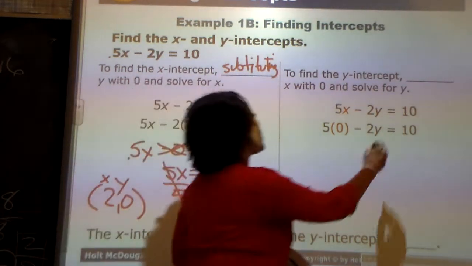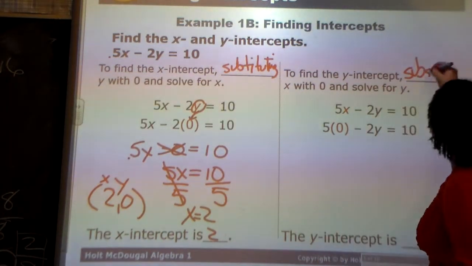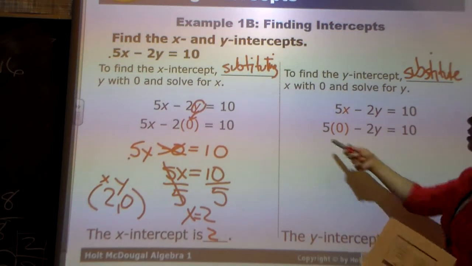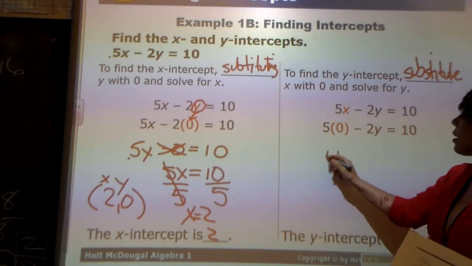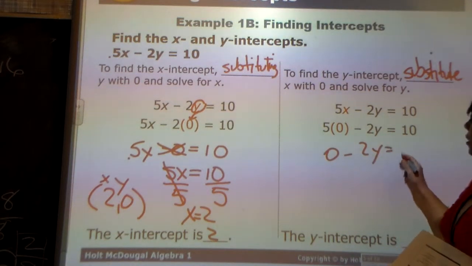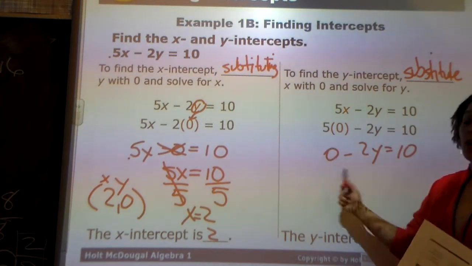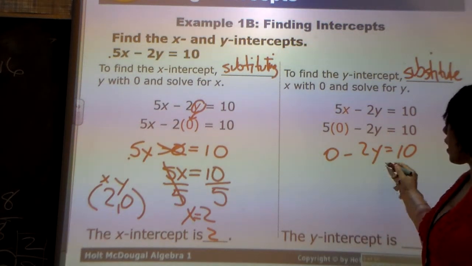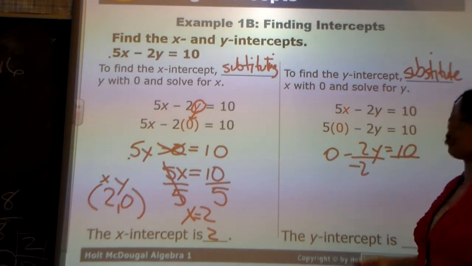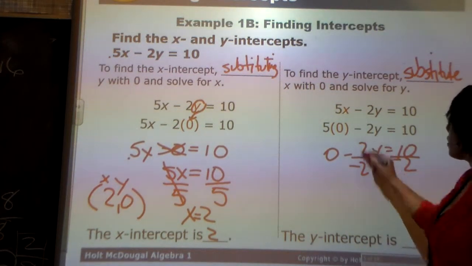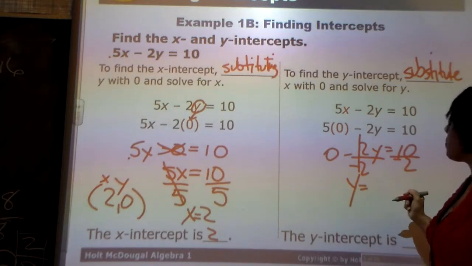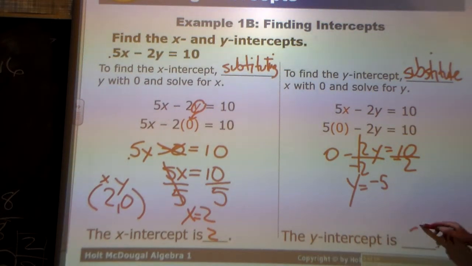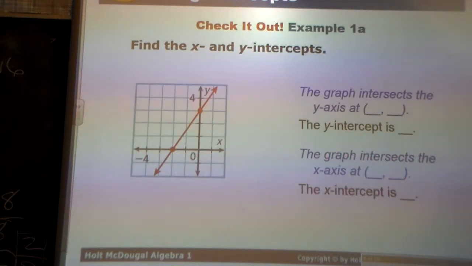Similarly over here, you're going to substitute x with 0. So here we have 5 times 0 is 0, minus 2y equals 10. Remember, the sign always goes in front of your term. So if I have minus 2y, I'm going to divide by minus 2 on both sides. Those cancel out. Y equals 10 divided by negative 2, which is negative 5. Therefore, my y-intercept is negative 5.